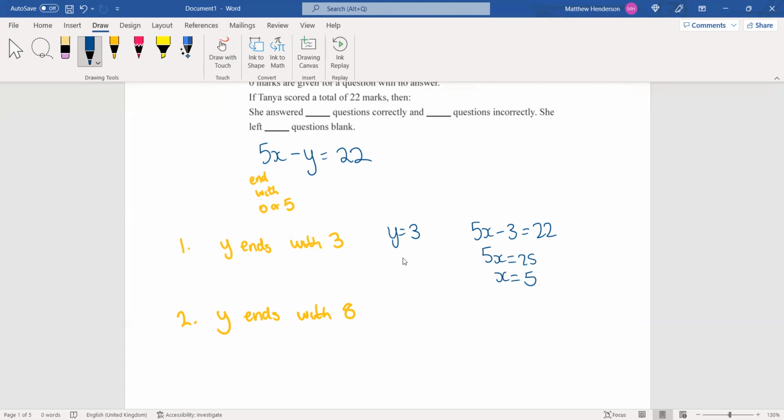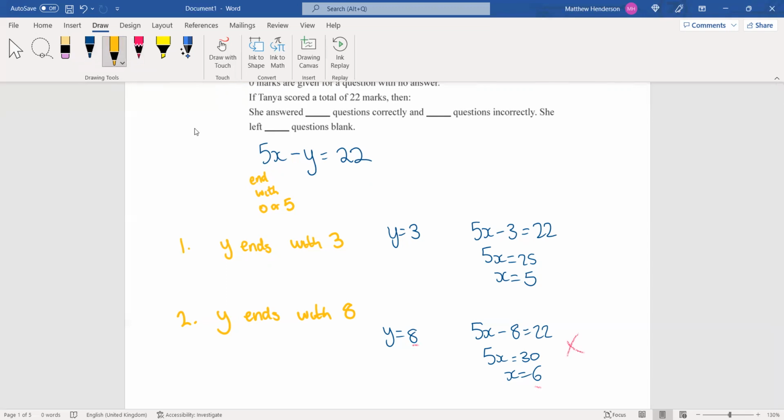We should also check the second solution just in case. y ends with 8, so we'll try y equals 8. That tells me that 5x minus 8 equals 22, and 5x equals 30, and therefore x equals 6. However, I know there's only 10 questions in total. So if I take the incorrect and the correct, I've already got too many questions. So this is not a good solution.